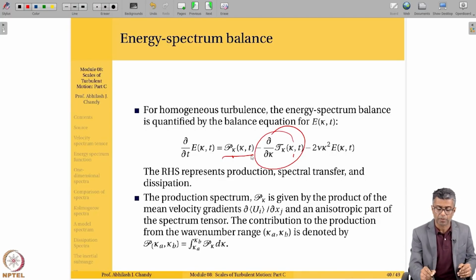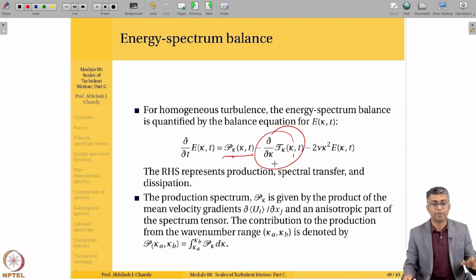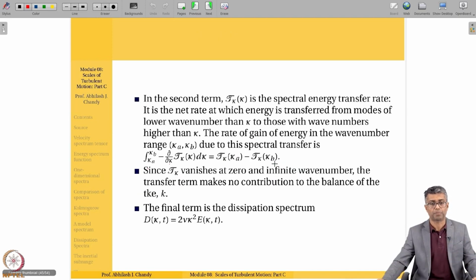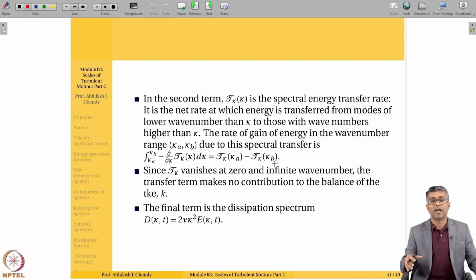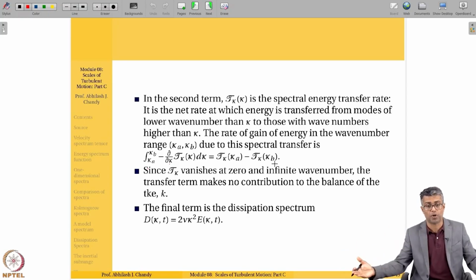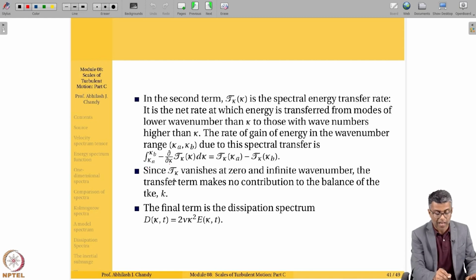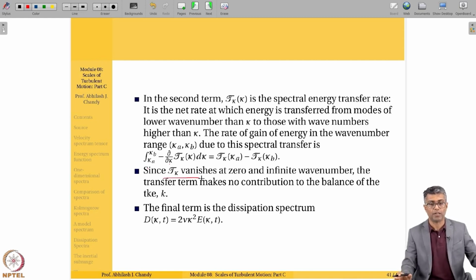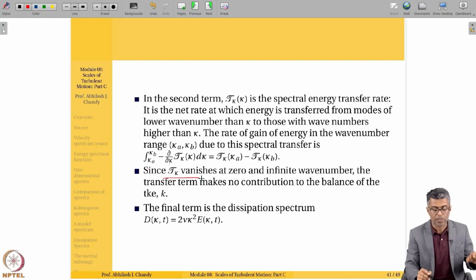I integrated the production spectrum. Now I am integrating the second term in the energy spectrum balance equation. Now keep in mind, there is no transfer from the lowest wave number of kappa is equal to 0. Why? Because there is no energy below that. Also, there is no transfer at the highest wave number of kappa tends to infinity, because there is no energy beyond that. There are no scales beyond that. In that sense, this value vanishes at 0 and infinity. So the transfer term makes no contribution to the balance of TKE.